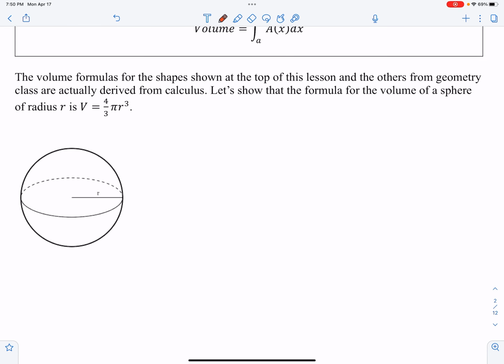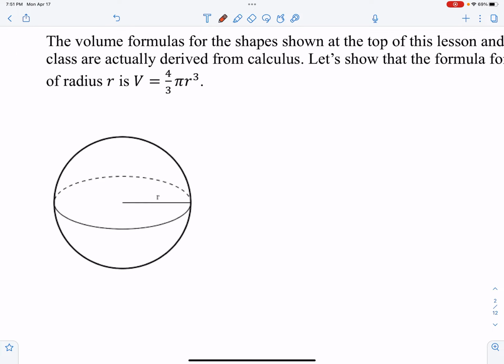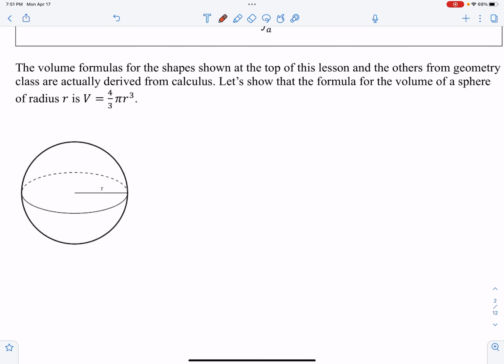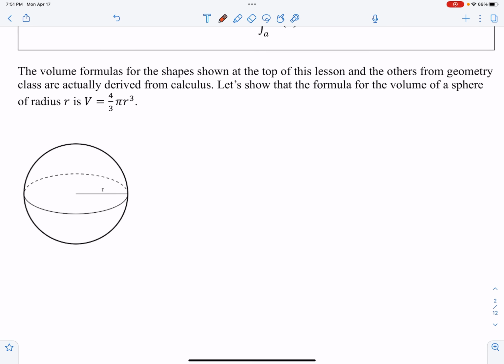Now, the volume formulas that you have come to be familiar with have calculus behind them, or can be derived from calculus. So I think it would be nice for us to start with deriving the volume of a sphere, because this is going to set us up for what we call the disk method of calculating the volume of a solid of revolution.